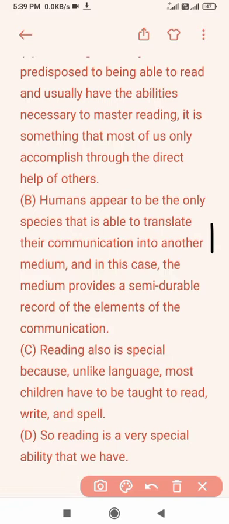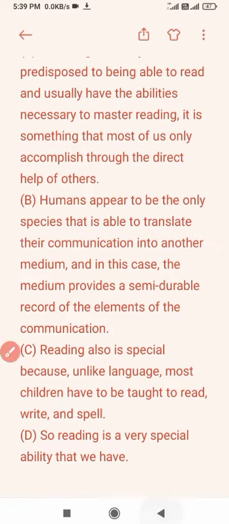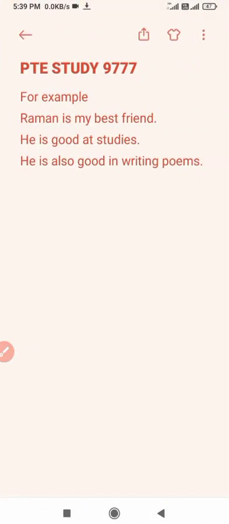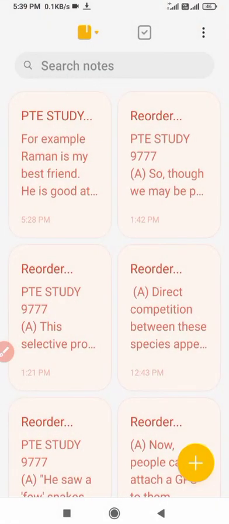Reading from C: "reading also is special". We can't start the first sentence with "also". For example, we have this sentence: Ramin is my best friend. He is good at studies. He is also good in writing poems. This is the right sentence, but we can't say: Ramin is my best friend. He is also good at studies and he is good in writing poems. The first makes the whole sentence appropriate.